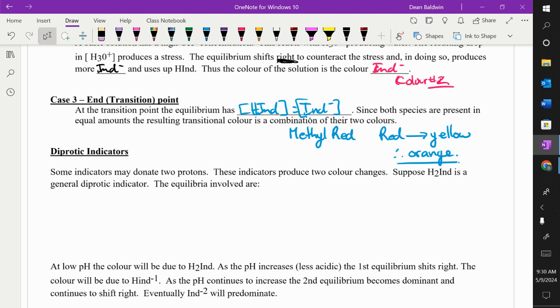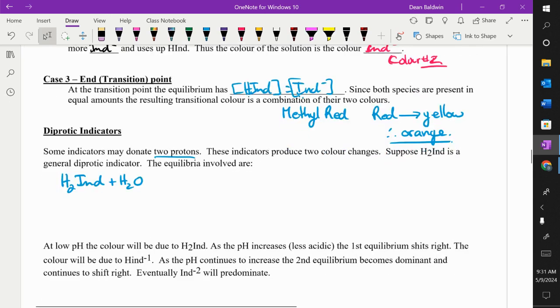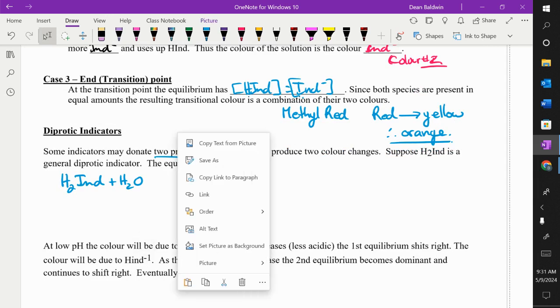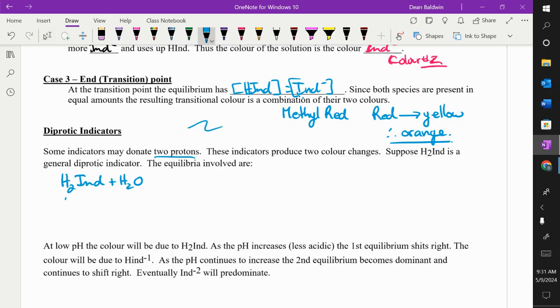Now, because they're weak acids, if we look at our weak acids table, we have diprotic acids. Indicators are the same. You can have diprotic indicators. That means they have 2 protons, so you can get 2 color changes. So here's the original solution. That's going to be your color number 1. It's going to donate a proton. It's acting as an acid. I get HInd minus plus H3O+. This is color number 2.